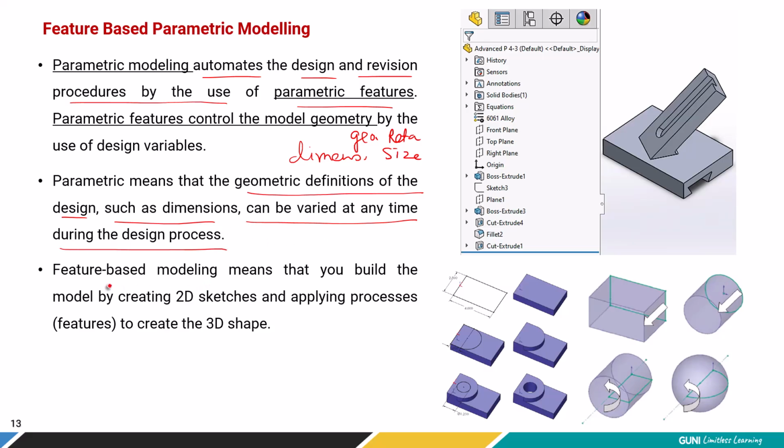Now feature-based modeling means that you can build the model by creating 2D sketches and applying processes. Processes means features to create the 3D shape. Now let's try to understand from this figure. Here I have built one model. This is our first feature, then we have used a reference sketch, a reference plane, another second feature, a cut feature which is third, fillet and cut. So we have used almost 5 features to build this model.